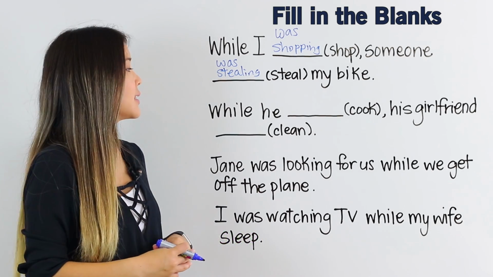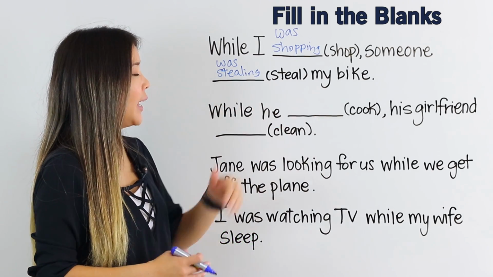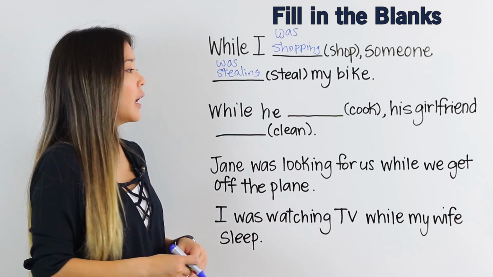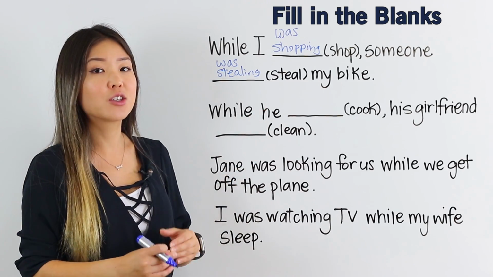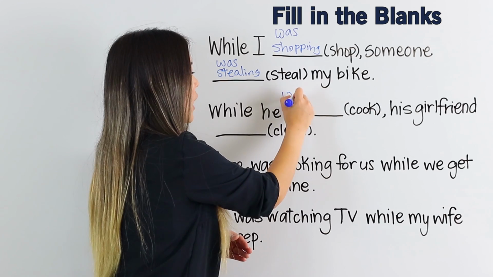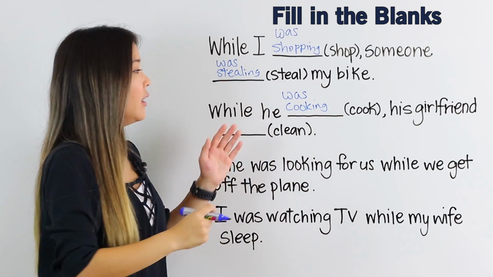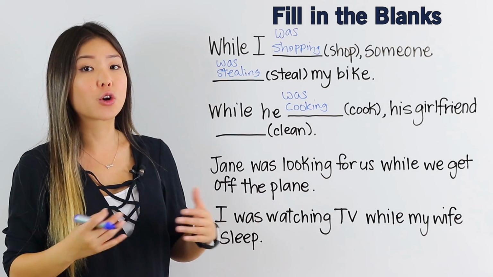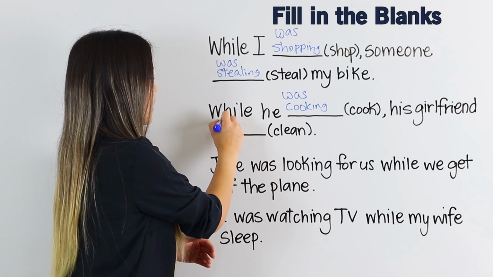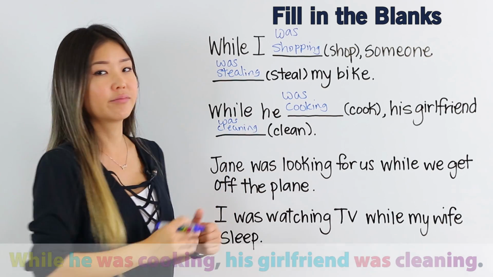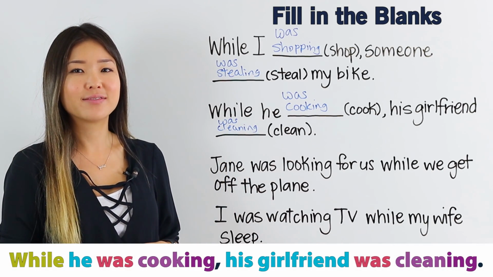The next sentence says, while he blank, I want you to use the verb cook. The subject is he, and so I need to use was cooking. While he was cooking, his girlfriend was cleaning. Did you get that?